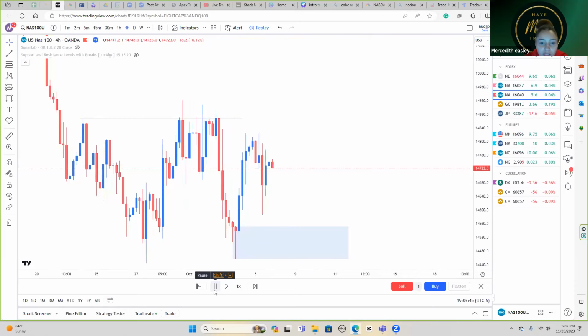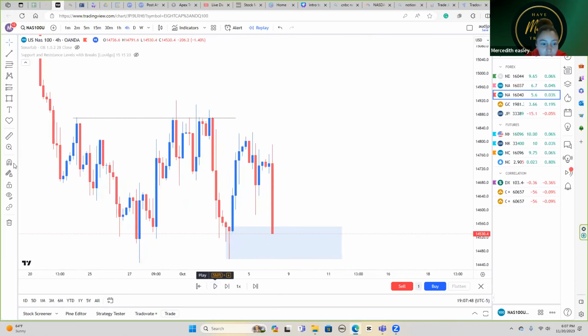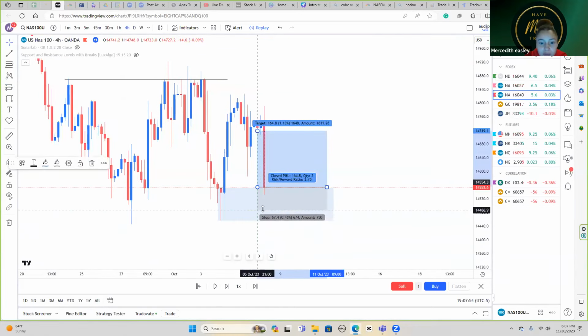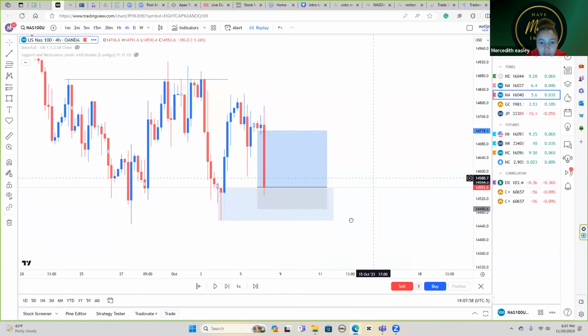So I'm looking to see, is price going to come back down and hit that order block? Boom, it hit the order block. I want to take a buy here. I'd have a 50-point stop loss, right? Or I'll just put it there.